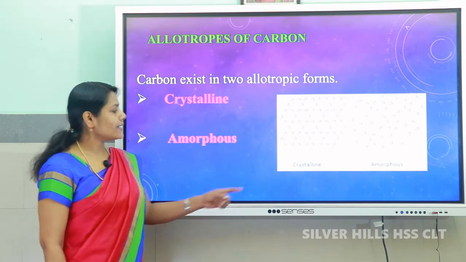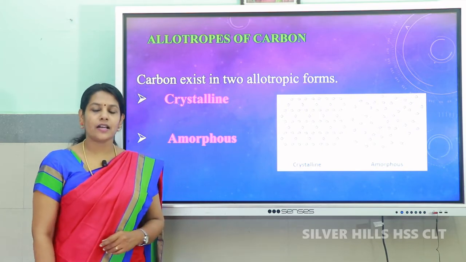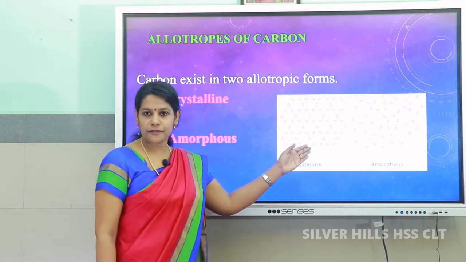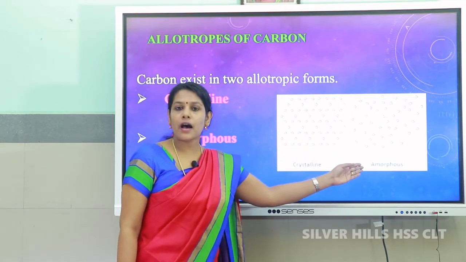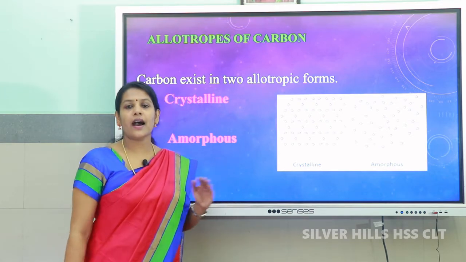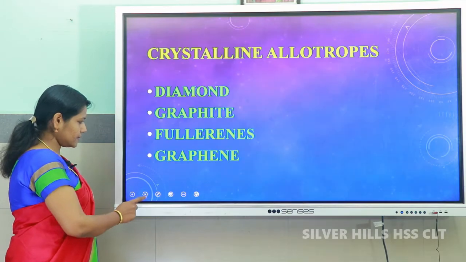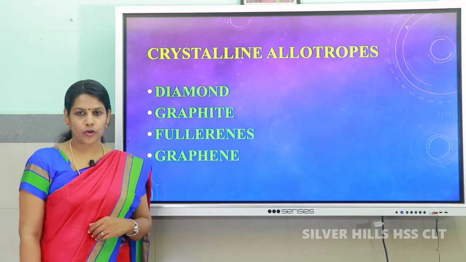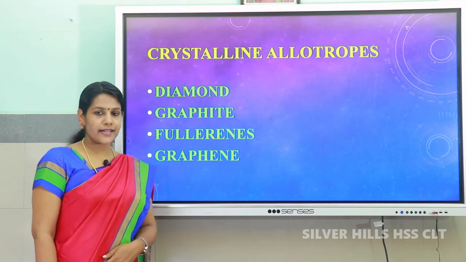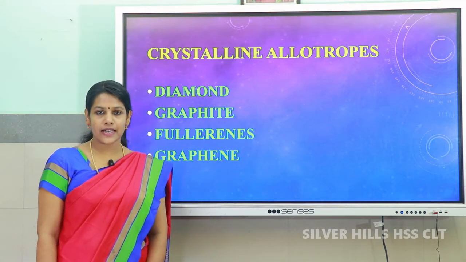The difference is that in crystalline allotrope, all the constituent particles possess a definite order of arrangement. So, that is clear from this figure. Then, in the case of amorphous, they do not possess any definite order of arrangement. They are arranged in a random manner. Now, let us see the crystalline allotropes of carbon. They are diamond, graphite, fullerenes and graphene. Now, let us discuss in detail about each.